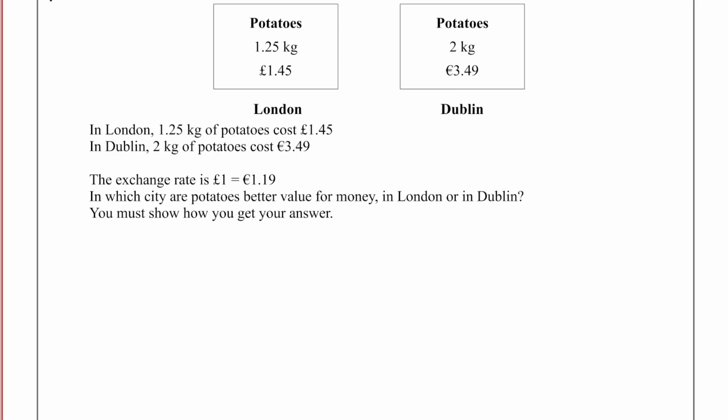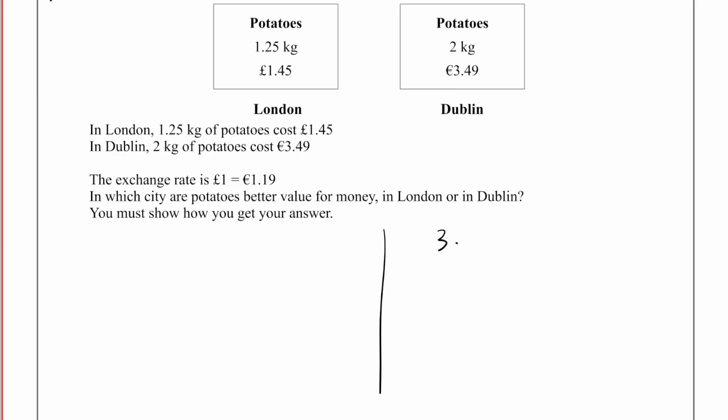So we've got 2 things to change here. We need to change the money to make it the same, and we need to change the weights to make them the same. So we can either change the pounds into euros or the euros into pounds. It doesn't matter which way around we do it. So to change pounds to euros, we multiply by 1.19. To change euros to pounds, we divide by 1.19.